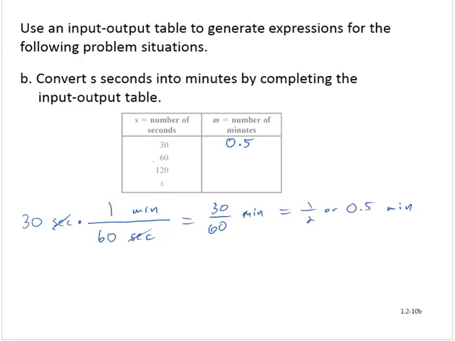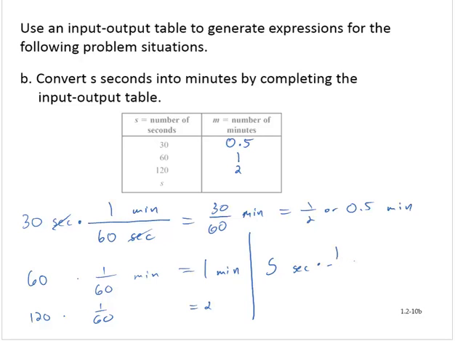And so then 60 seconds, using a similar process, we'd have 60 times 1 over 60 minutes. And so that would end up being 1 minute. Using a similar process, 120 times 1 over 60 would give us 2 minutes. And then if we had S seconds, I would have to multiply that by 1 minute is equivalent to 60 seconds. The seconds reduce out, and that would leave me S over 60 minutes.